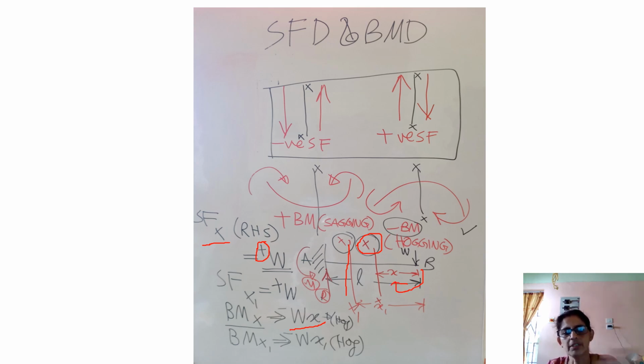So this is a clockwise moment. According to the sign convention, here I have drawn at the section, if the moment is like this, it is taken as negative BM, or you call it a hogging moment, right? So this is like this. This is a clockwise moment.